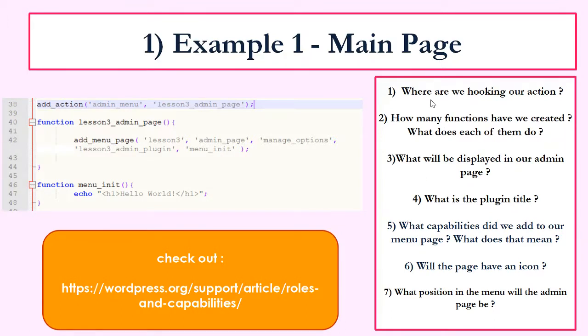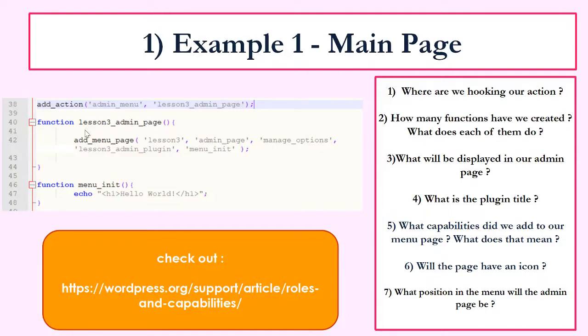So the first question, where are we hooking our action? Remember, the first parameter in our add action function is the hook. So the admin menu is the hook that we're using to add our code to. How many functions have we created? Well, we created 2 functions, lesson 3 admin page and menu init. What does each of them do?